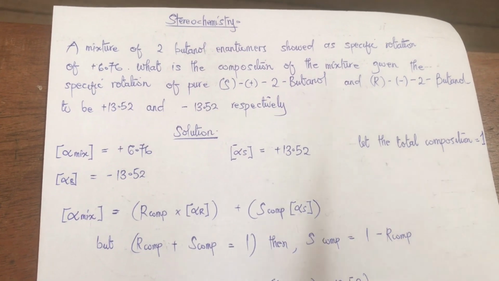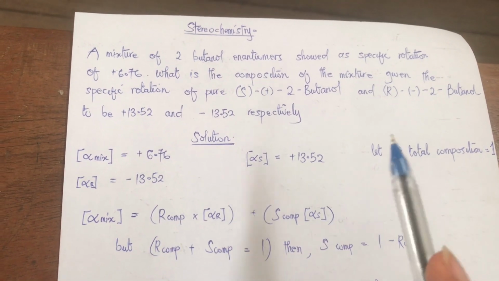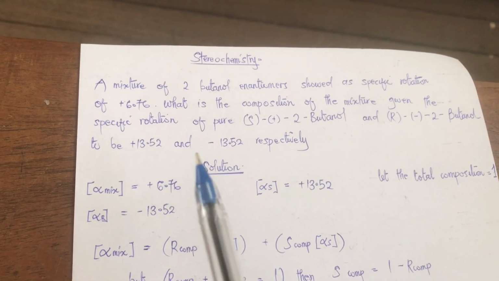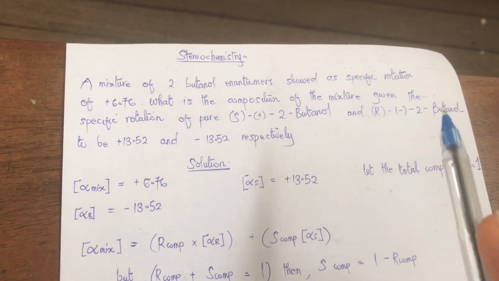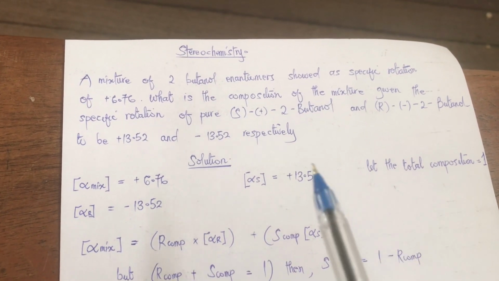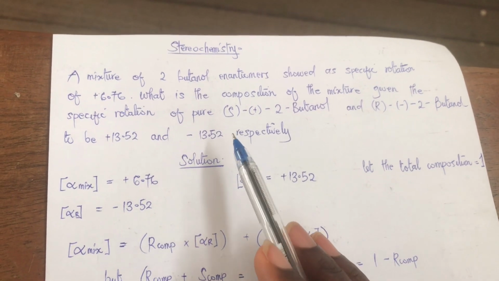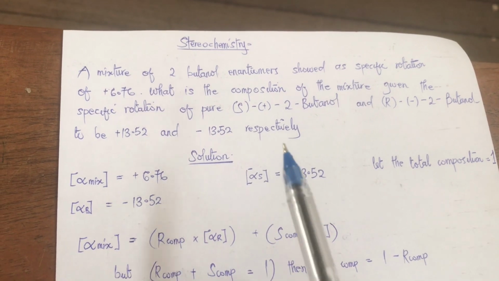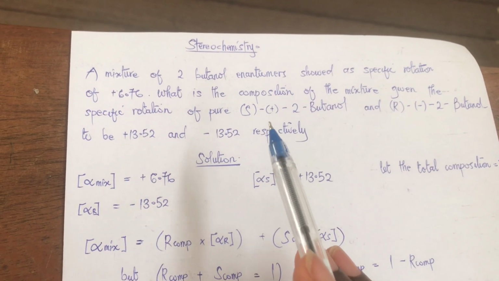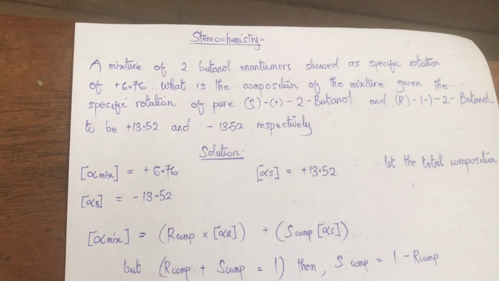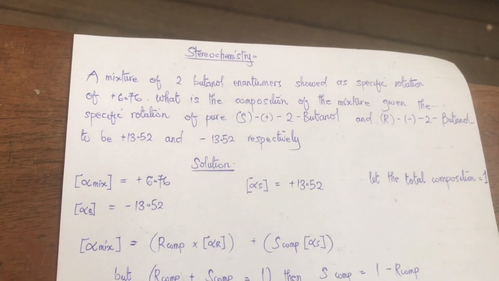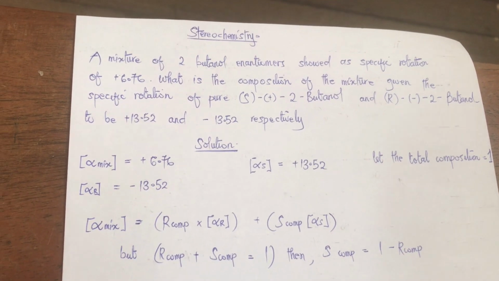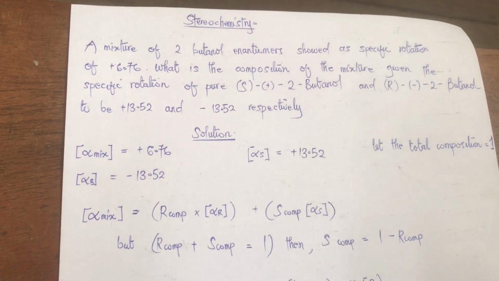Okay. So given that pure S has a specific rotation of positive 13.52, and R... you should also note that the configuration and the direction of rotation don't relate in any way. There can be a situation where we have an S enantiomer, but it rotates plane polarized light in the positive direction, or clockwise, and otherwise too, where the R will be rotating the plane polarized light in the anti-clockwise direction.